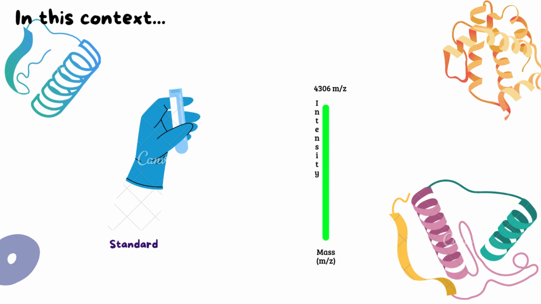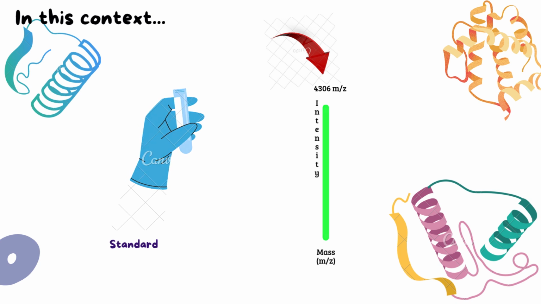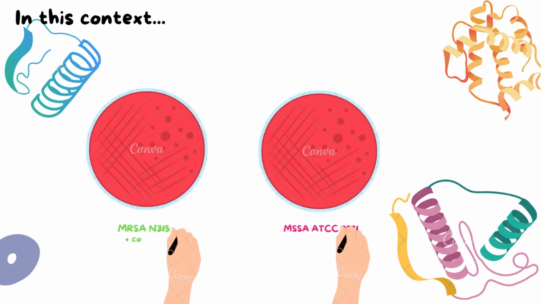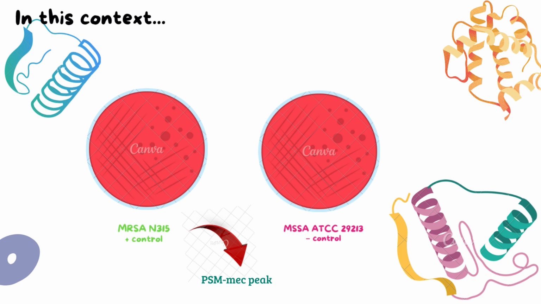A bacterial test standard provided by the manufacturer, such as the Bruker Daltonics standard, is used for calibration, and some methods use an internal peak at 4306 mass-to-charge ratio as a reference. For MRSA detection, MRSA N315 can serve as a positive control since it produces the PSM-mec peak. As a negative control, MSSA ATCC 29213 can be used, showing no such peak.